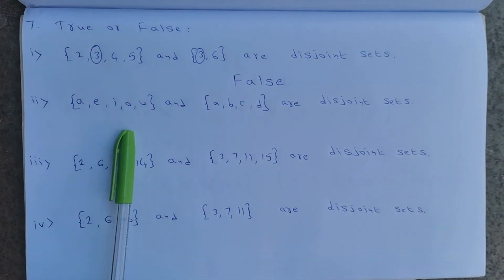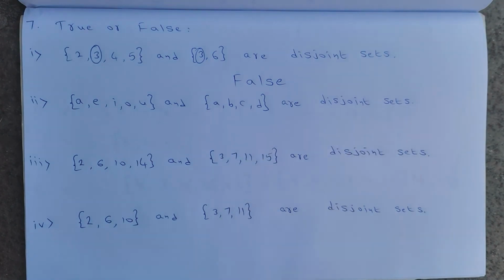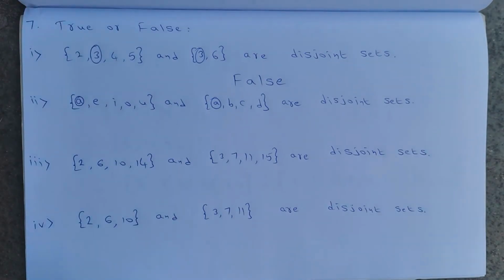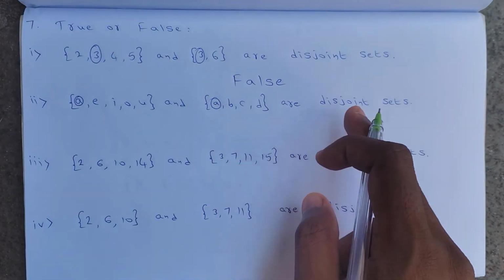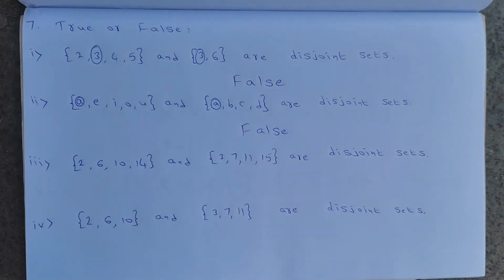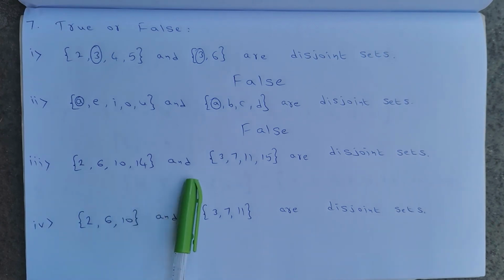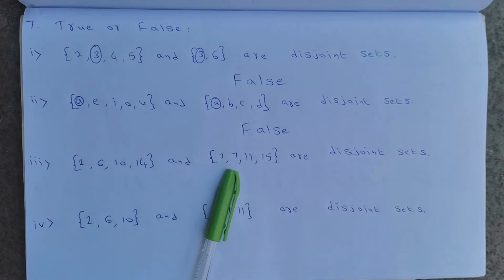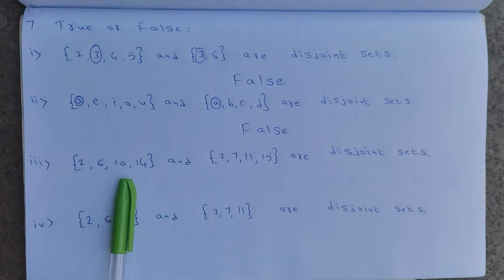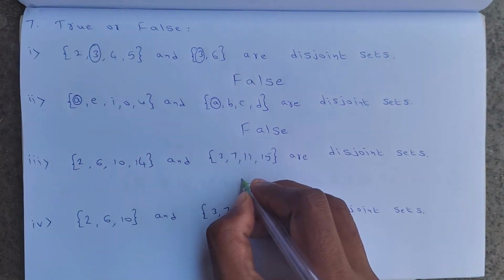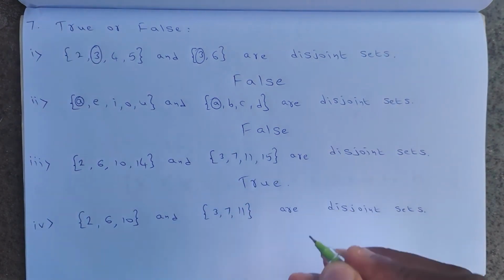Next, A, E, I, O, U and A, B, C, D are disjoint sets. In this also, element A is common in both the sets. Again, these two are not disjoint, but he gave those as disjoint, so this is a false statement. Next, 2, 6, 10, 14 and 3, 7, 11, 15. If we observe these two sets, not even a single element is common. So compulsorily these two sets are disjoint. Yes, he also gave it as disjoint sets only. So this statement is a true statement.